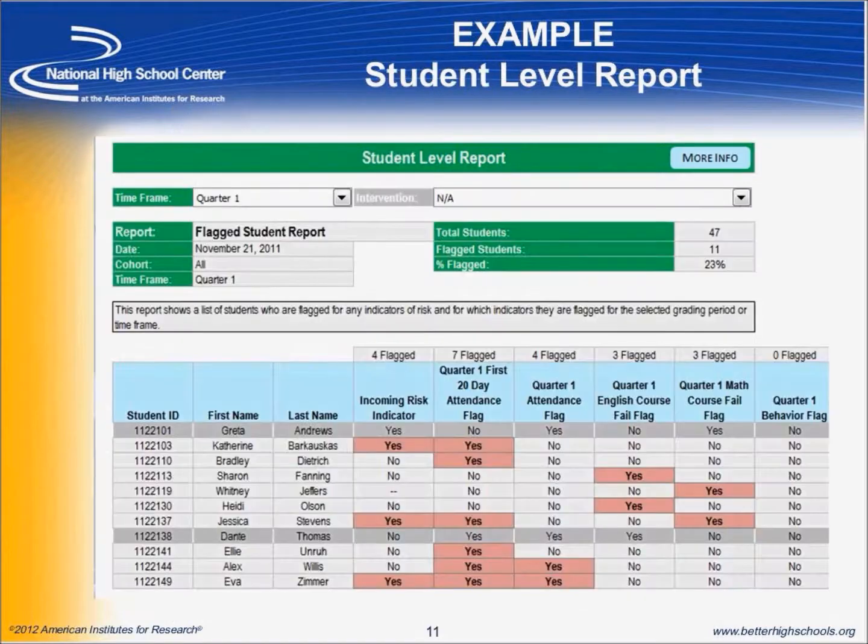Now, this is an example of a student-level report, and this is something that a team may use to identify individual students who are at risk. And as you can see from this report, there's a great deal of information in it, including what the student is flagged for and how many risk symptoms or flags they may have. So this is just an example of what an EWIMS team may start to look at as they're implementing this.